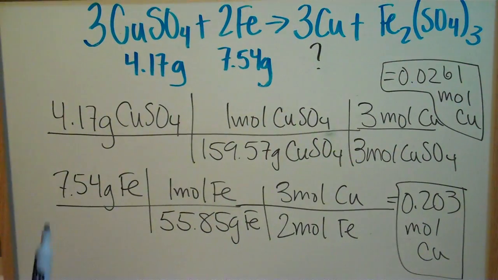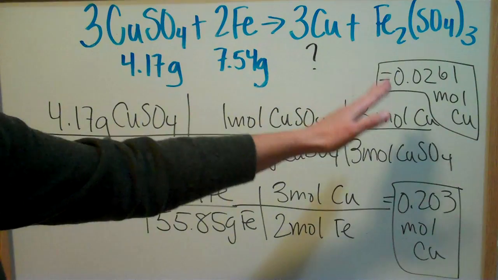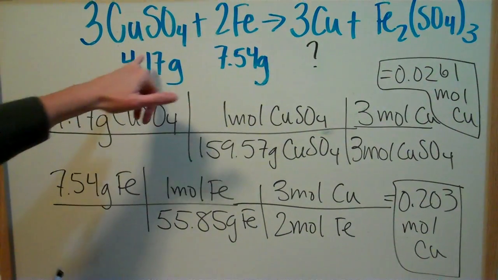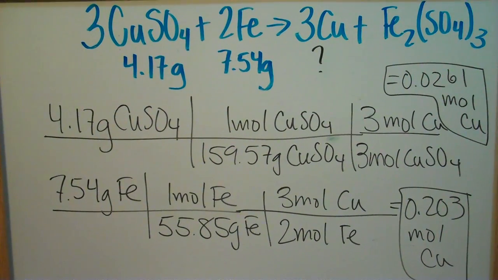So now, in order to determine which one is the limiting reactant, we look at these numbers and figure out which one is smaller. This one is definitely smaller by about 10. So it turns out that copper sulfate is going to be the limiting reactant.